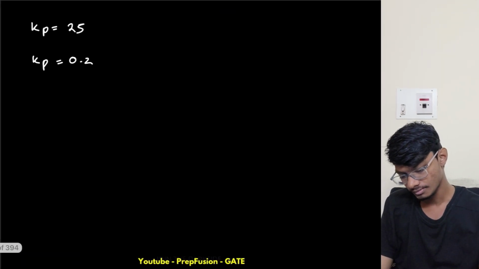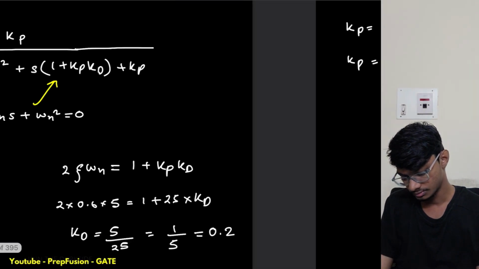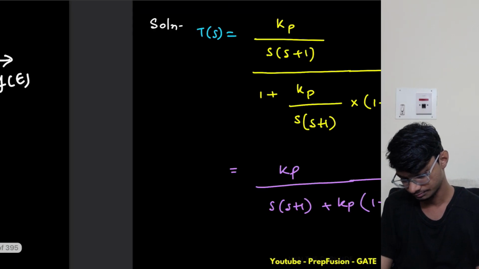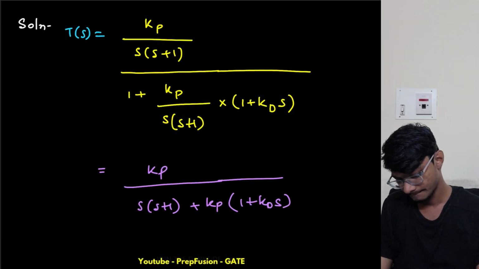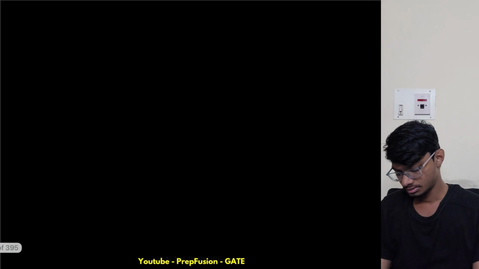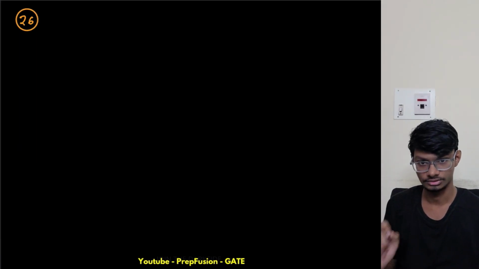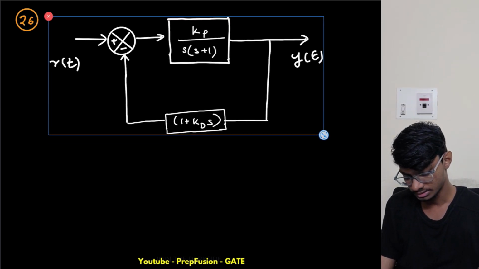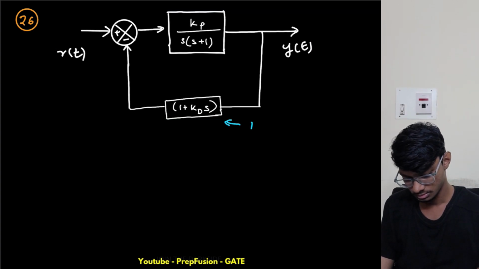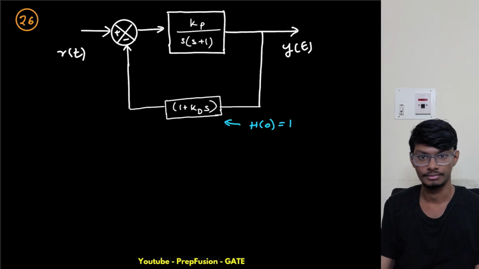So this one was the 25th question. And this is the 26th question. Okay, 26th question. So now I will take this one, okay, and I will say that my H of 0 is going to 1, right? My H of 0 is going to 1.